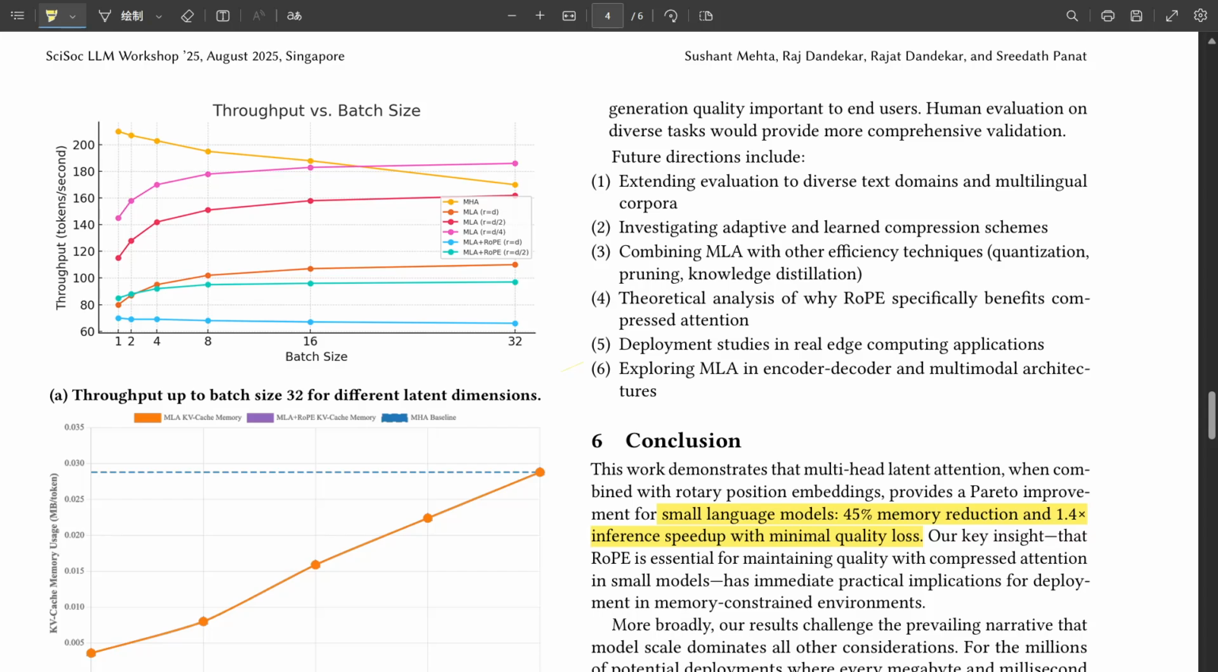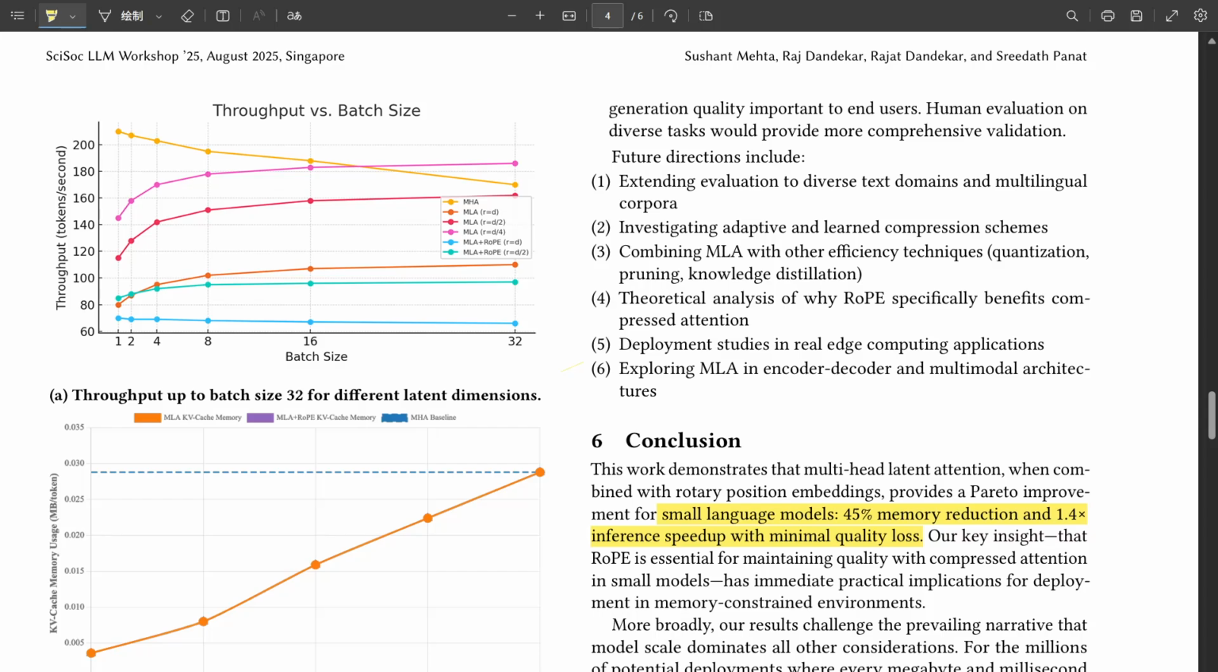RoPE applies rotation matrices to the query and key vectors. The angle of rotation depends on the token's position in the sequence. This effectively encodes relative positional information, which is particularly good for generalizing or extrapolating to sequence lengths the model didn't even see during training. But the real academic question this study digs into is the interaction.